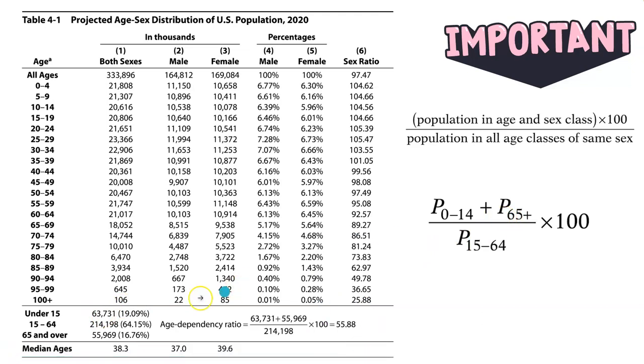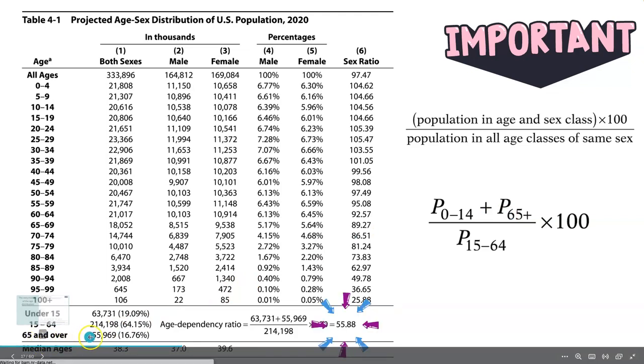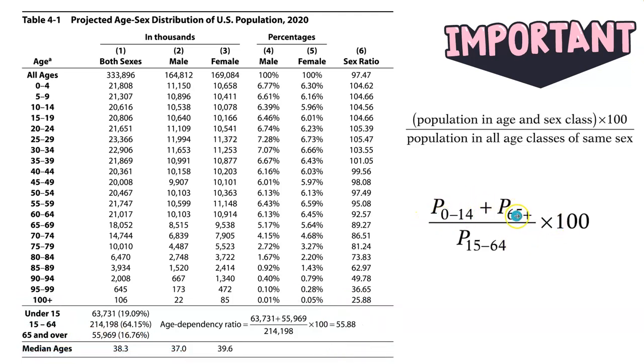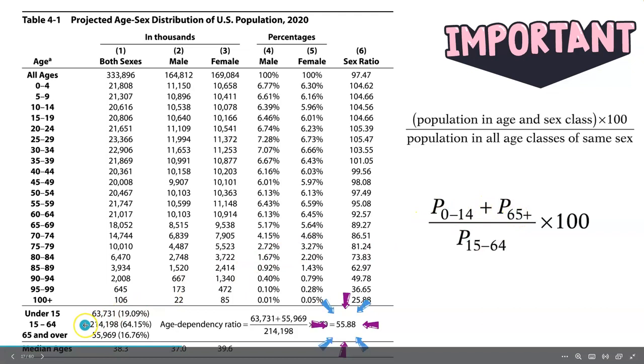You can find this in the information, and the number of people including and over 65, so 65 and older, is 55,969. You can add them up and divide it as 214,198. That part is here. So the age dependency ratio is this number: the under 15 plus the 65 and older, divided by the 15 through 64, multiplied by 100.